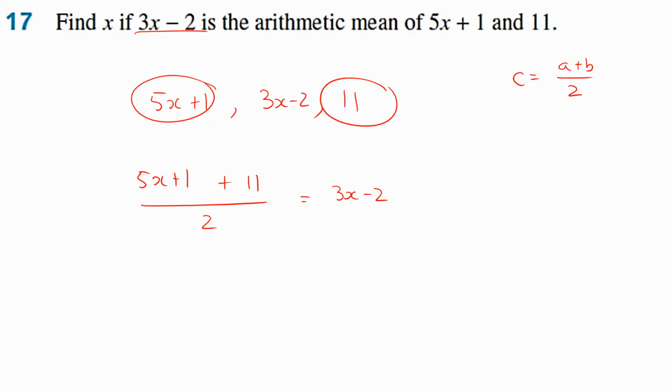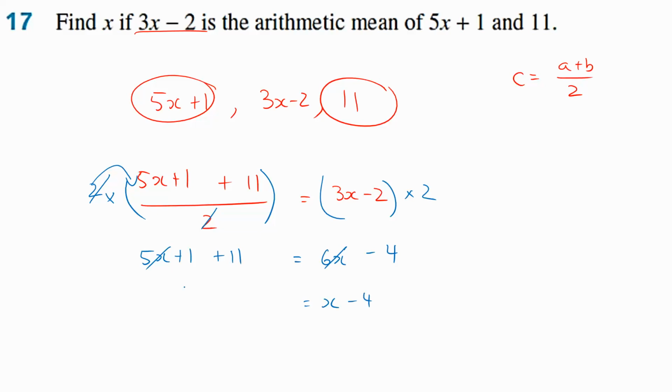Opposite of dividing 2, times 2 to both sides. So if I said left-hand side times 2, right-hand side times 2, that's fine. There's nothing wrong. Balancing the equation, two groups of these halves make 1. Or 2 times a half makes 1. So now I've got 5x plus 1 plus 11 is equal to double, 2 groups of 3x is 6x, and 2 groups of negative 2 is negative 4. Now that's much easier to solve. Yeah? Minus 5x on both sides. That gives me x minus 4 is equal to 12. Therefore, plus 4 on both sides. That gives me 16. So x equals 16.